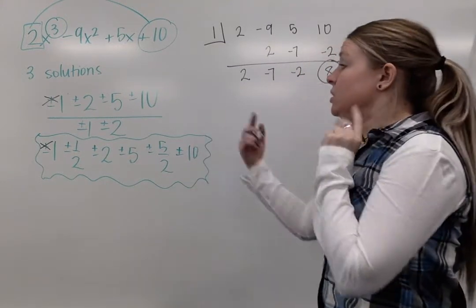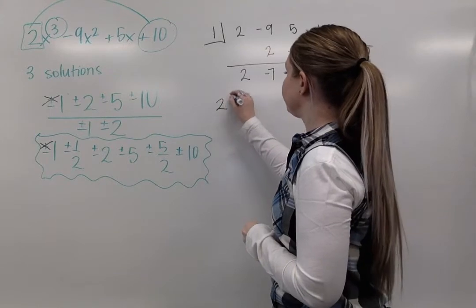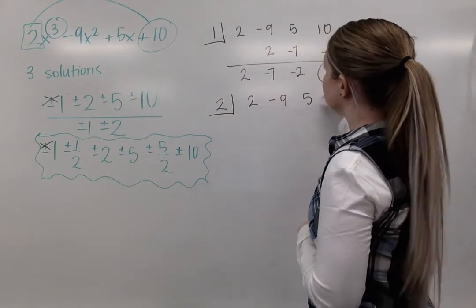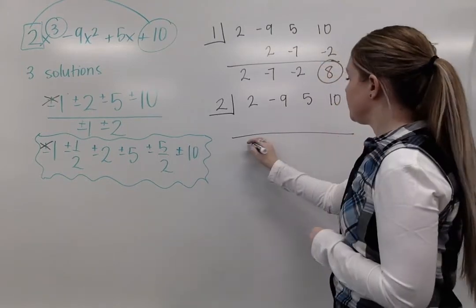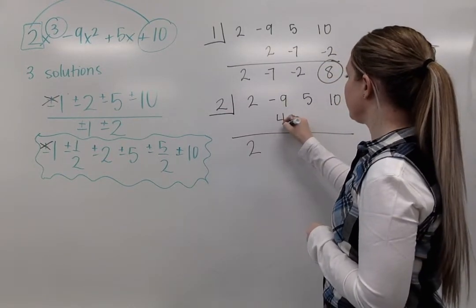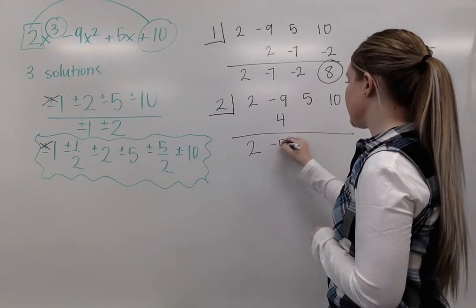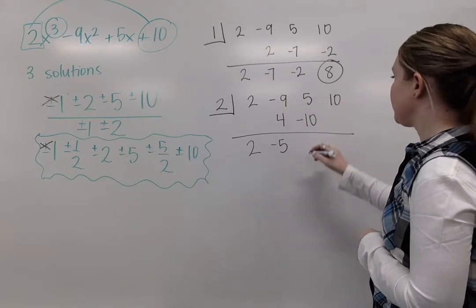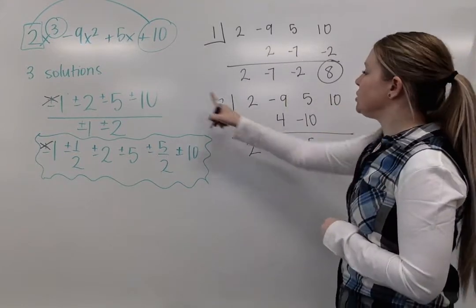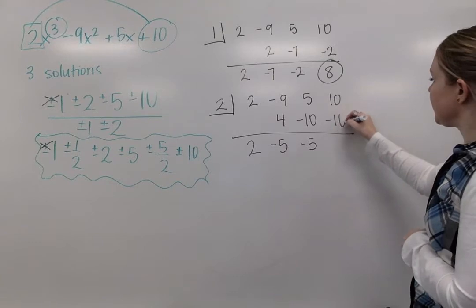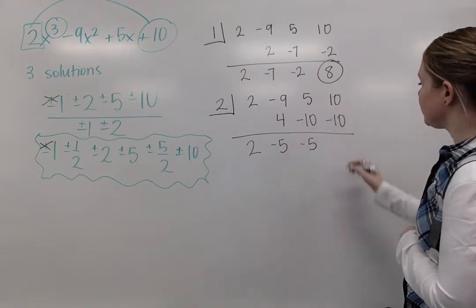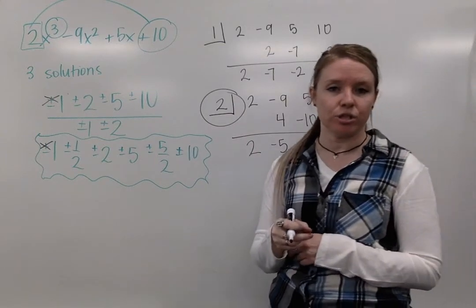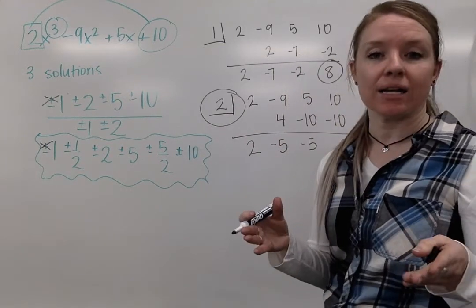So I'm going to try 2. I drop my 2. 2 times 2 is 4. -9 plus 4 is -5. 2 times -5 is -10. -10 plus 5 is -5. 2 times -5 is -10. -10 plus 10 is 0. Nice. 2 is a solution. Cool, we got an answer.